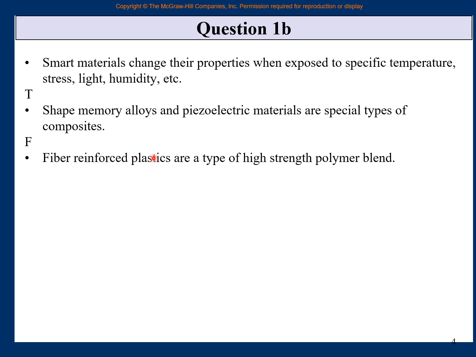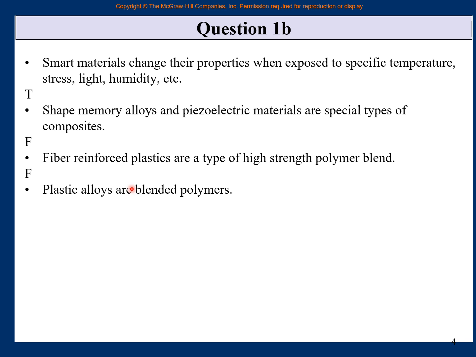Fiber reinforced plastics are a type of high strength polymer blend. Yes or no? This is false. So fiber reinforced plastics are composites. They are not polymer blends. So therefore, it looks right sometimes, but you have to think a little more.